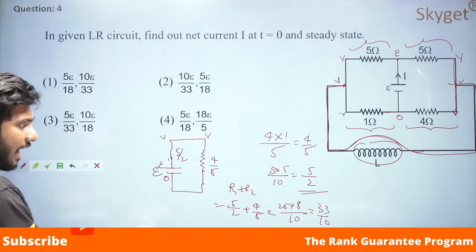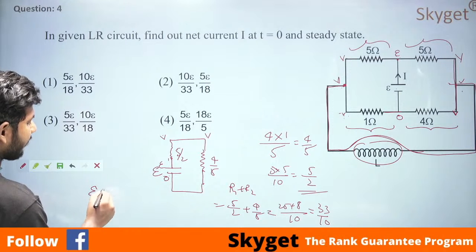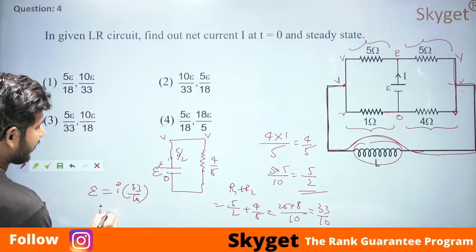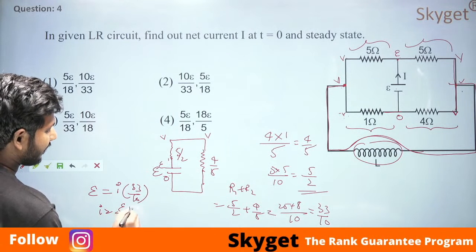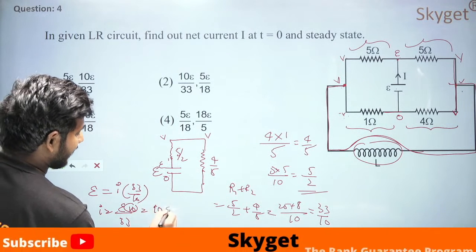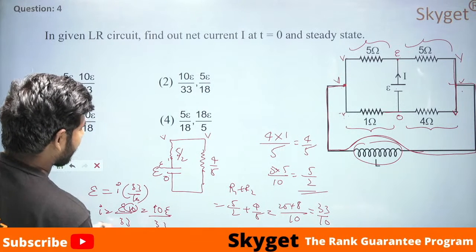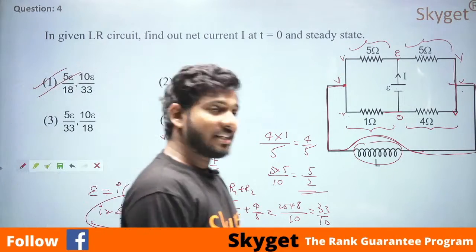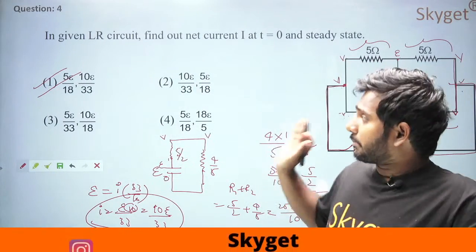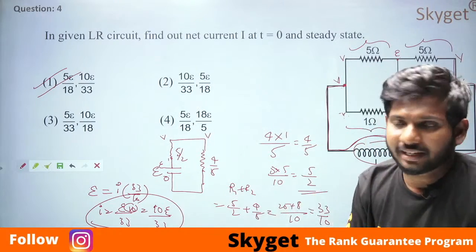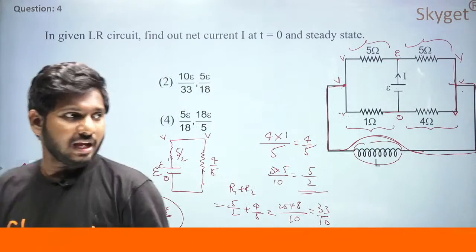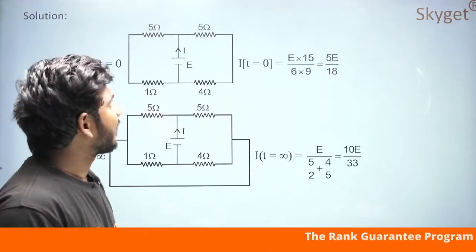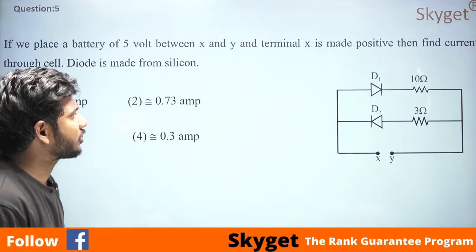So V is equal to IR, so EMF is equal to I into R, R will be 33 by 10, so then I will be equal to E divided by 33 by 10, that will be 10E by 33. That will be the answer. So the answer should be this one. If this is the data given, this will be the appropriate answer, and this is the process you need to follow for solving this question. Students, let us go and solve the next question.